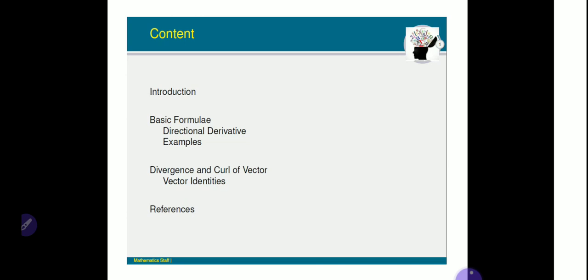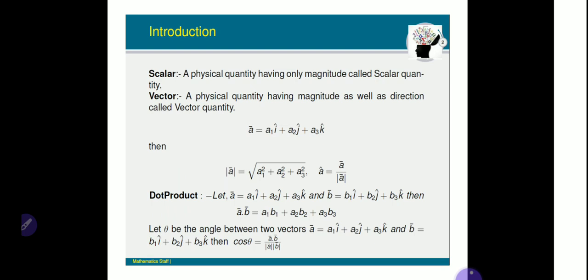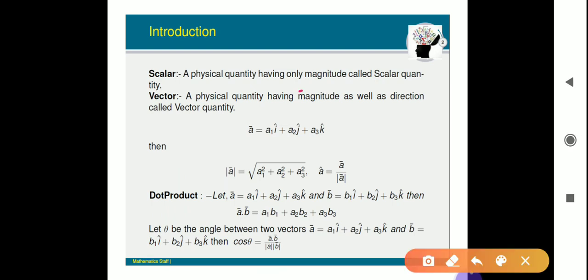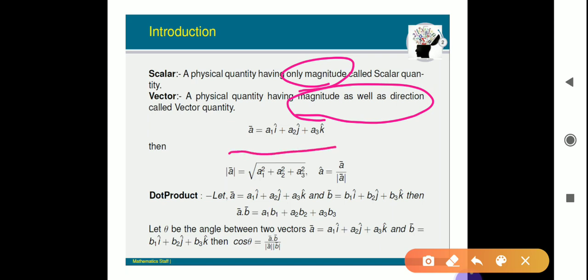Okay, so first one is, before starting vector, what is meant by scalar? Scalar means the physical quantity which has only magnitude, that is called as scalar. And vector means the quantity which has both magnitude as well as direction, that is called as vector quantity. For example, a bar is equal to a1 i bar plus a2 j bar plus a3 k bar.